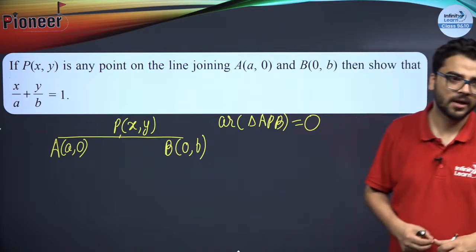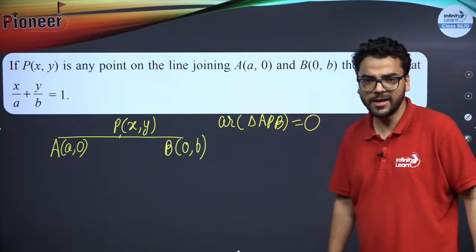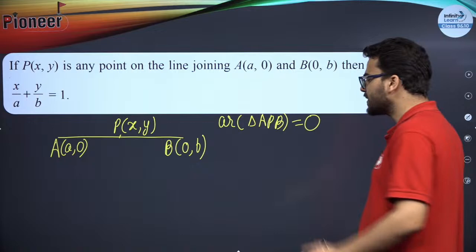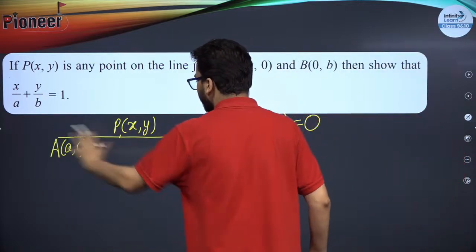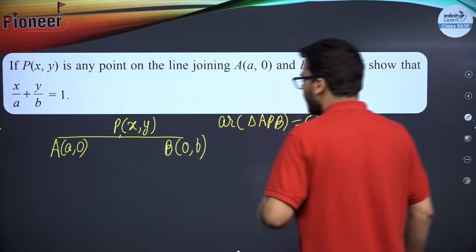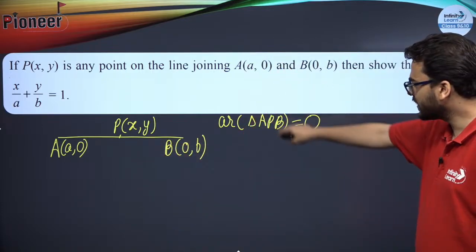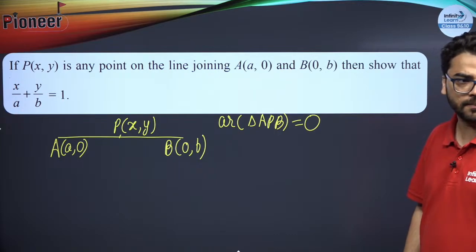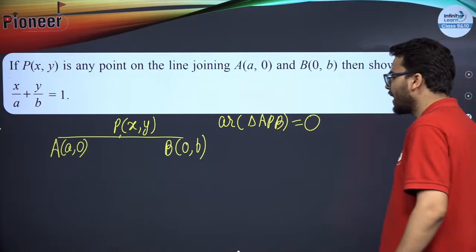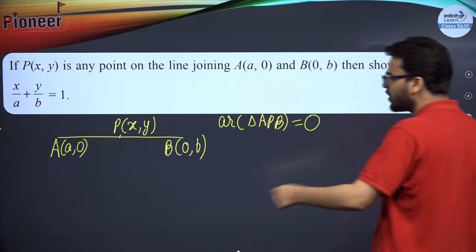Okay, let's go. So what is the condition for collinearity, guys? Collinear means you can think of a hypothetical triangle formed by these 3 points, but you know that the triangle is not actually being formed. So can I not say that the area of triangle APB is 0? Okay, so the area of triangle APB is 0. So we can use the formula.